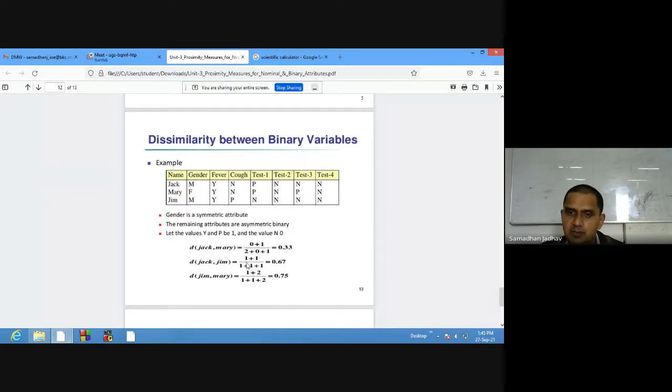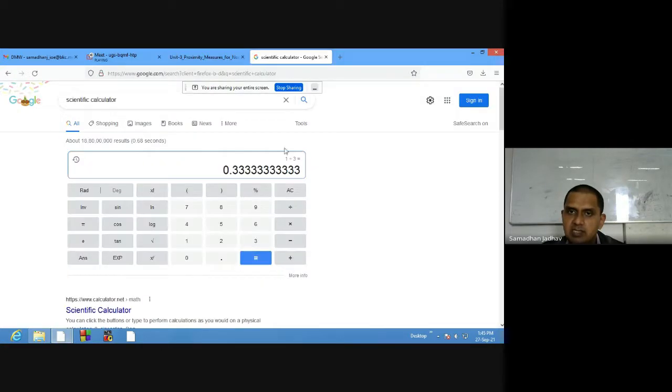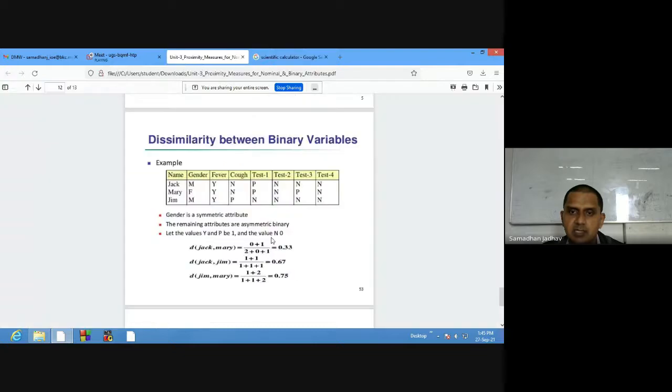So what is the formula? R plus S divided by Q plus R plus S. So it's 2 by 3. And what is that 2 by 3? 2 by 3 is equal to 0.67, right? So 67% dissimilarity between Jack and Jim.